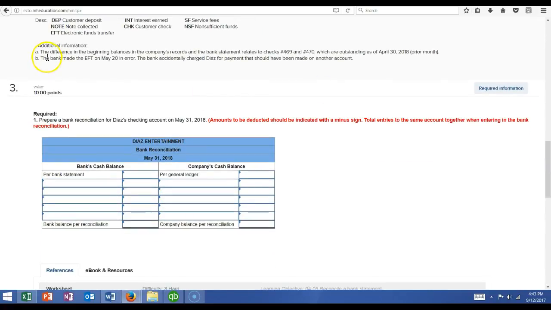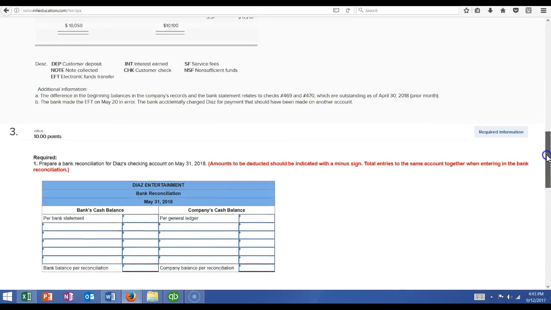And then it tells us the bank made the EFT on May 20th in error. The bank accidentally charged Diaz for a payment that should have been made on another account. So they're letting us know that this was a bank error. It's nothing we need to adjust with the company. This is something we need to adjust with the bank.